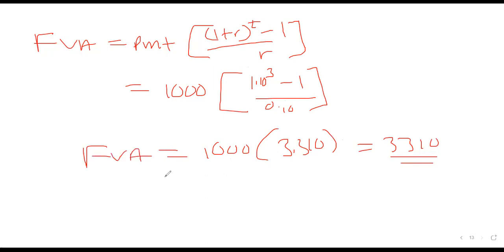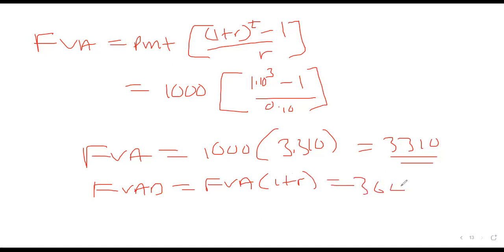So whenever you hear periodic payments that are fixed, that is called our future value. So when you want to get our future value annuity due, just multiply the answer that we got here times 1 plus r. So we're going to get 3,641.